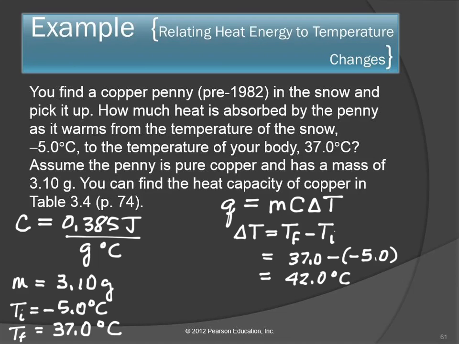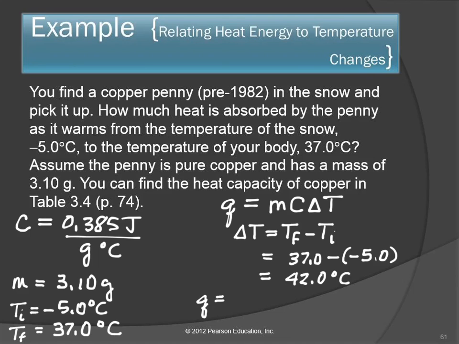It's asking how much heat. Heat is Q. Don't ask me why they chose Q. I have no good explanation for that. But that's what it is. Q is heat. So we've got all of the pieces here. We've got M, we've got C, we've got delta T. Now we can just put them all together.